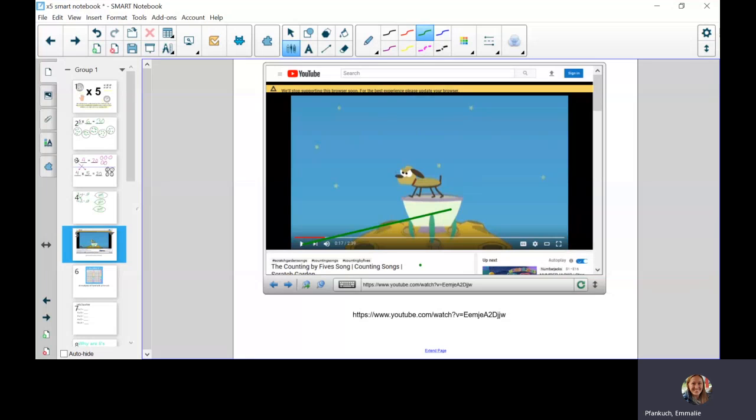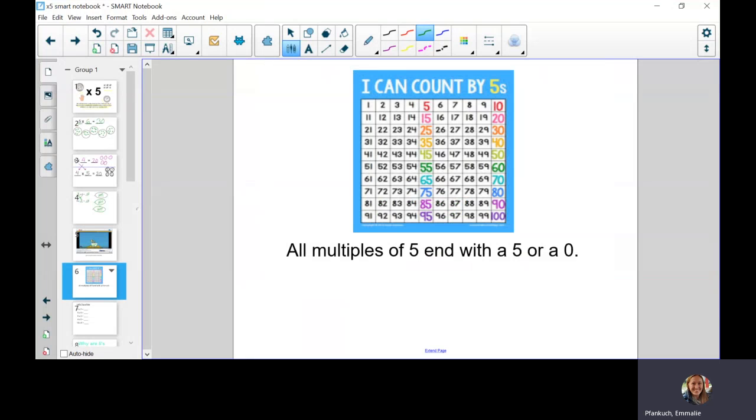Alrighty, so let's go back and look at what it looks like to count by fives. In the video, we saw that all multiples of 5 end with a 5 or a 0. So 5 ends with a 5, 10 ends with a 0, 15 ends with a 5, 20 ends with a 0, 25 ends with a 5, 30 ends with a 0.